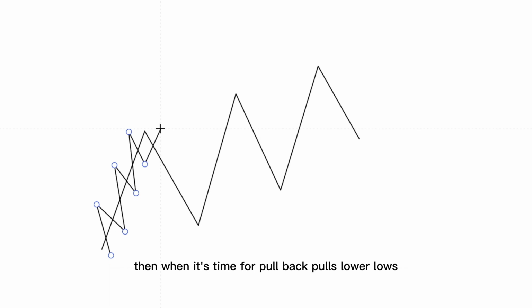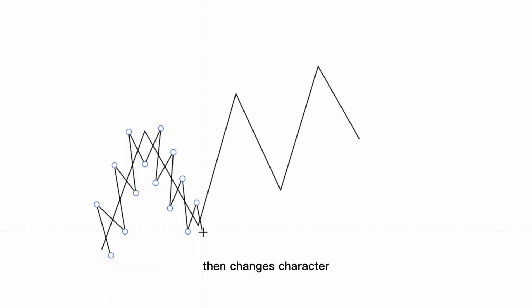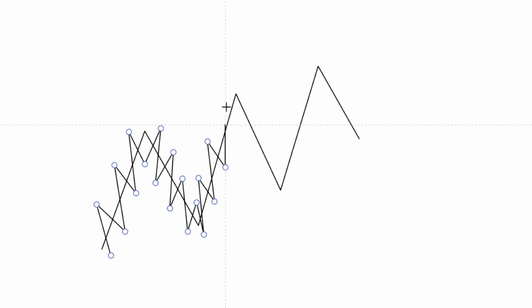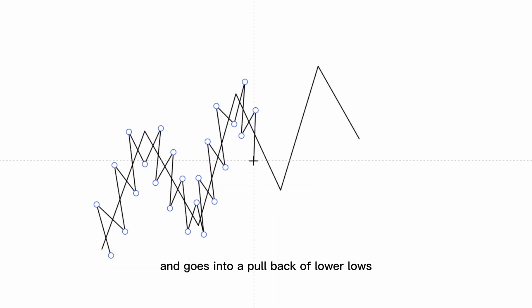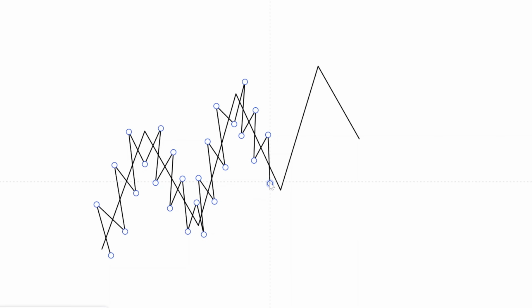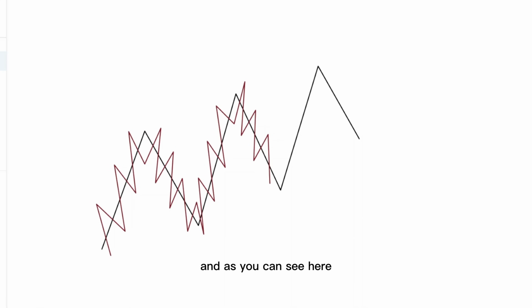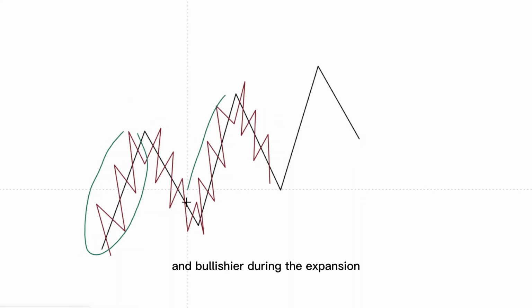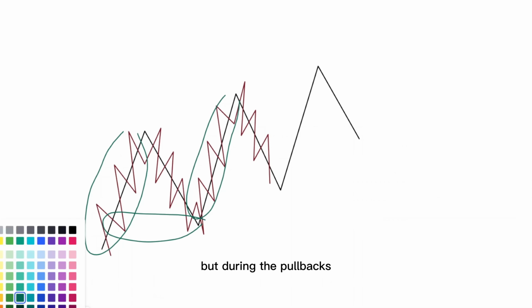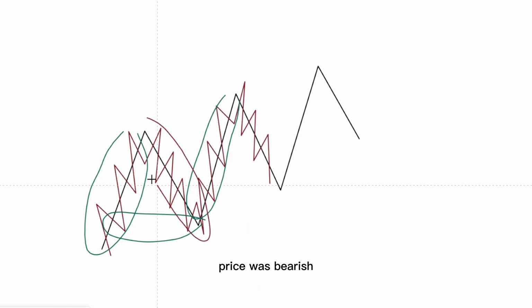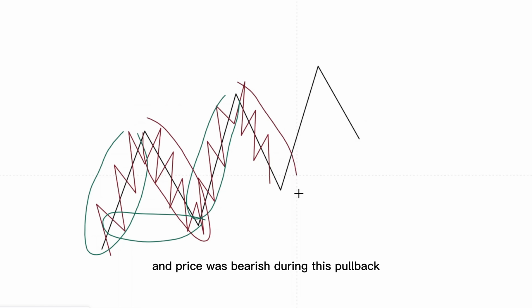forming higher highs. Then when it's time for a pullback, it forms lower lows. Then it changes character, starts forming higher highs again, and changes character again and goes into a pullback of lower lows. And as you can see here, price was bullish here and bullish here during the expansion after the reaction from a discounted level. But during the pullbacks, price was bearish. Price was bearish during this pullback, and price was bearish during this pullback.